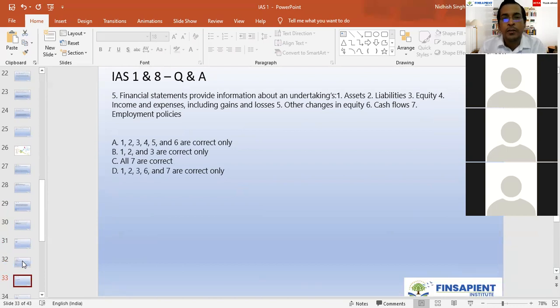Financial statements provide info about an undertaking. So we're saying that, okay, asset, liability, equity, income, expenses, other changes in equity, cash flows, employment policy. There are 7 different types of information that you're looking for. So what do you typically get in financial statements out of those 7 pieces of information? Simply, you get everything but employment policies. That's the only thing that you don't get in financial statements. So not all 7. 1, 2, 3, 4, 5, and 6 are correct only.